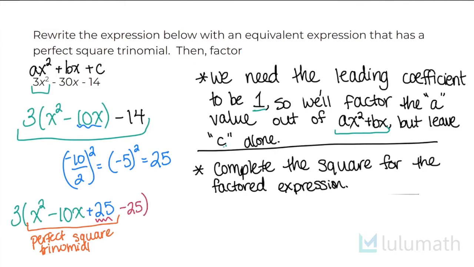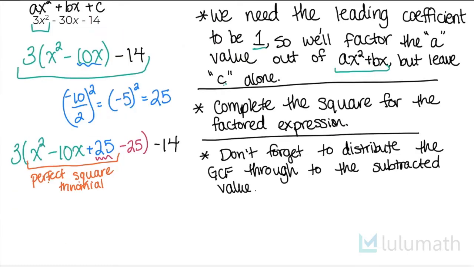And then I can just copy down this minus 14. Now I want to keep my perfect square trinomial together, which means I want to get rid of this minus 25. However, this is technically 3 times 25, and this is 3 times negative 25. So if I'm going to take this negative 25 out of my bracket, then I have to distribute that 3 through.